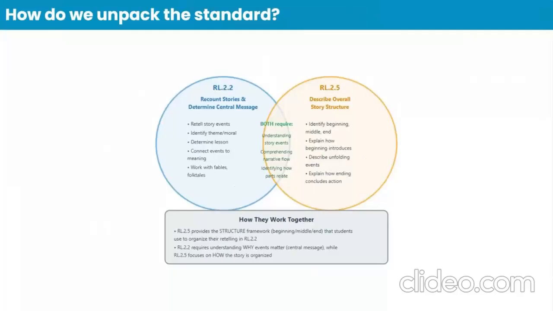The structure knowledge from RL 2.5 provides a framework that helps students organize their recounting for RL 2.2. When students understand that stories have a beginning, middle, and end, they can more effectively recount the events in order and identify how those events lead to the central message. This is why these standards are often taught together. Structure supports comprehension, and comprehension helps students see how the structure serves the story's purpose.